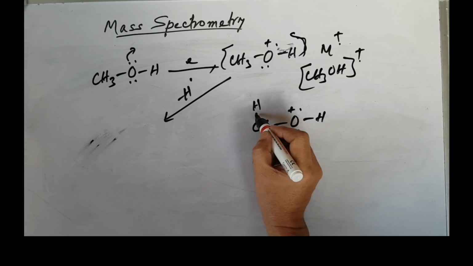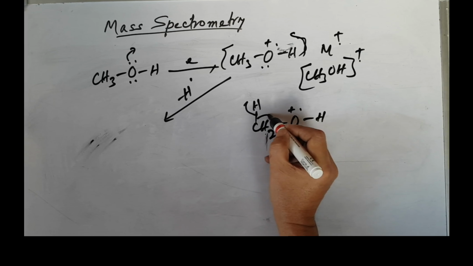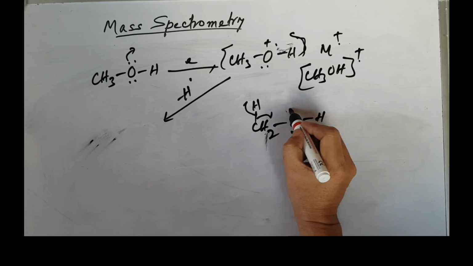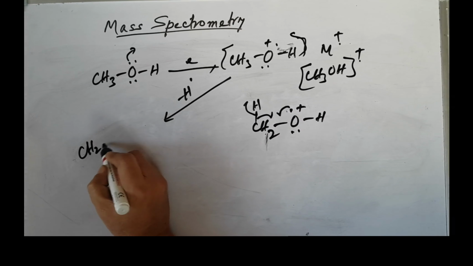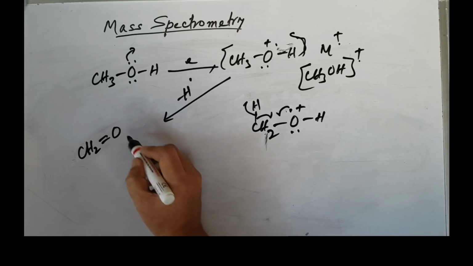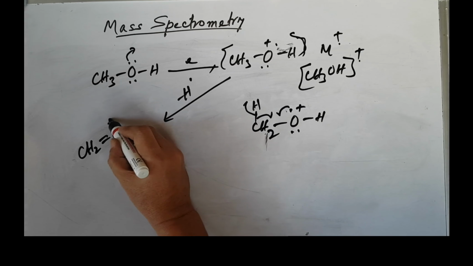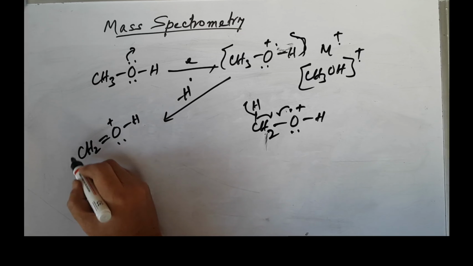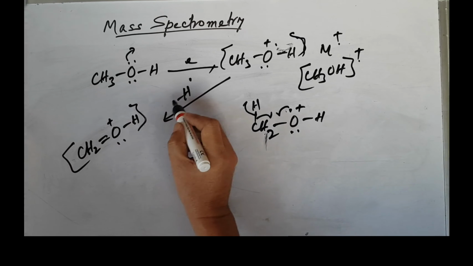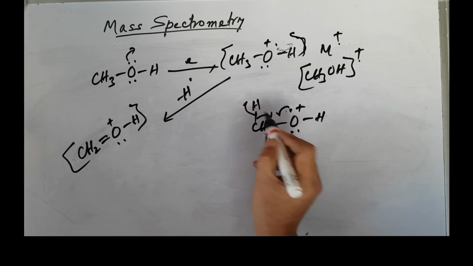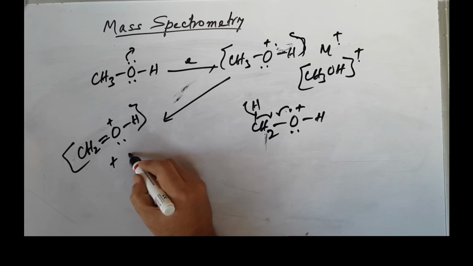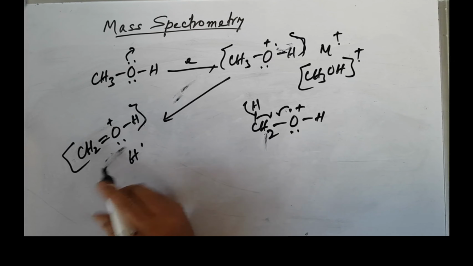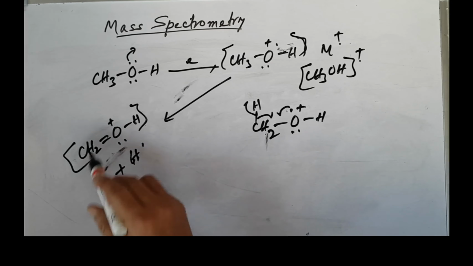So this proton can be lost, this hydrogen can be lost like this. So now I write here CH2 double bond O, with one positive charge here and hydrogen here. One hydrogen is gone. Okay, a hydrogen radical has left. So you can write plus here, the radical formation.